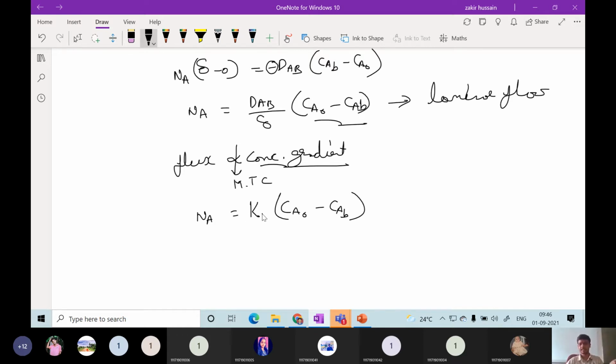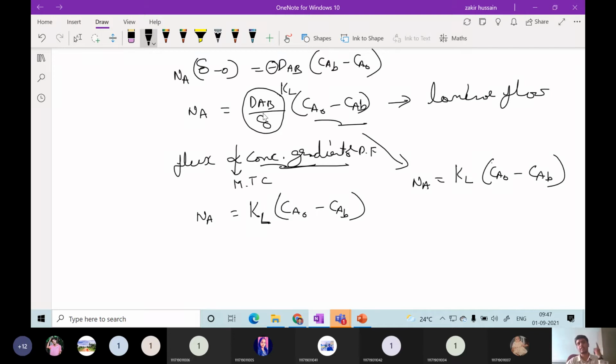This is a liquid film, so this is KL. Therefore we can write DAB by delta is nothing but KL. So this equation becomes Na is equal to KL into Ca naught minus Cab. So flux is directly proportional to the concentration gradient, or driving force we can say, in which the proportionality constant is the mass transfer coefficient.